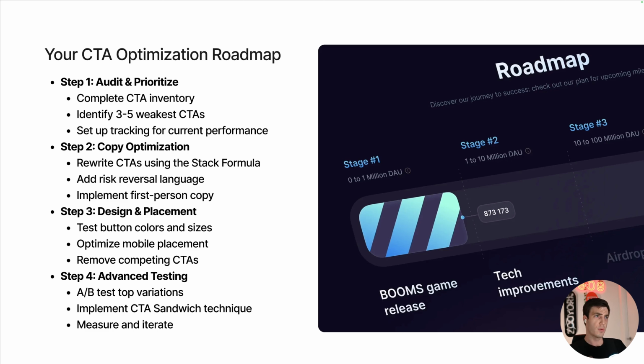And step 2, copy optimization: rewrite your call to actions using the stack formula, add risk reversal language, implement first person copy. And then step 3 would be design and placement: test button colors and sizes, optimize mobile placements, remove competing call to actions. And then step 4 is advanced testing. A/B test your top variations, implement the call to action sandwich technique, and measure and iterate.